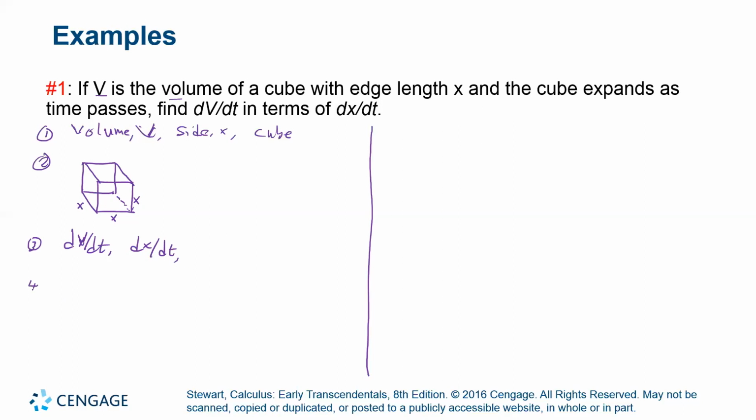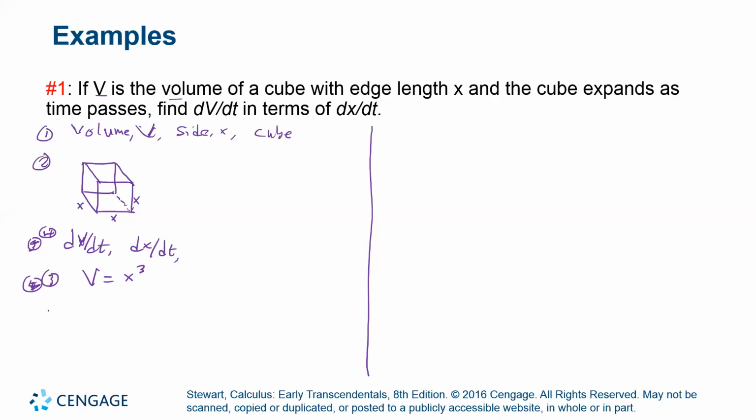Then step 4 says to express the given information and the required rate in terms of derivatives. This is step 4. And then step 3 is that this is a volume. What is the volume of a cube? This is given by x cubed. So V and x depend on time.